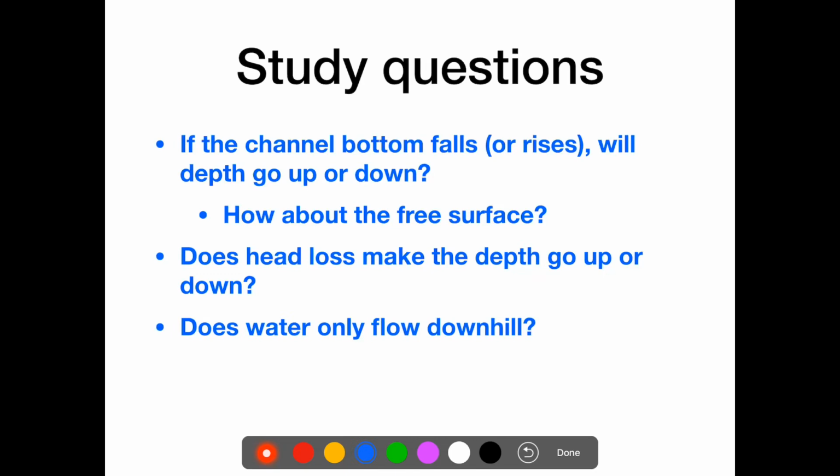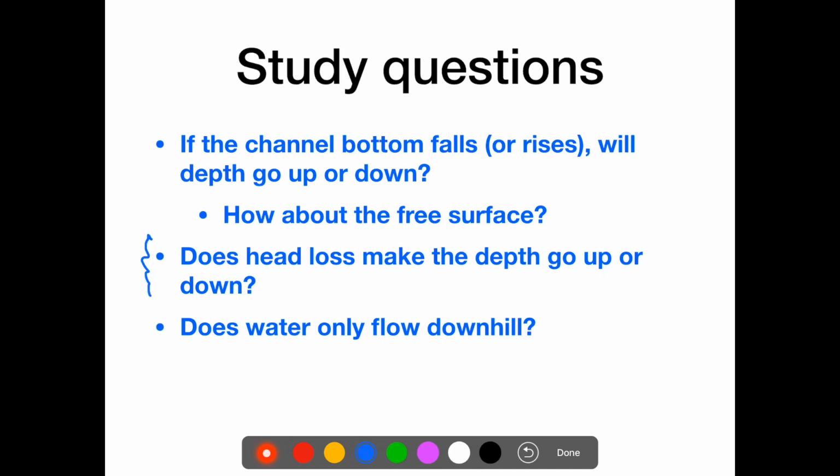Okay, so a couple of questions you can think about. I'm not going to answer them now, but they help you to understand this a little better if you can explain them. Feel free to email me. If the channel bottom falls or rises, will the depth go up and down? And what about the free surface? And like many good questions, the answer really is it depends. And so I'm hoping that you can think about it depends on what. Does head loss make the depth go up or down? And I guess that would be another one where the answer depends.